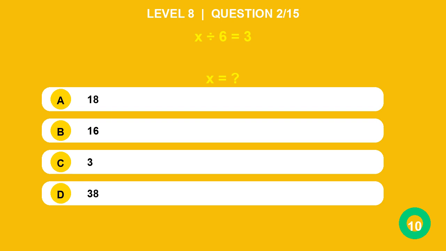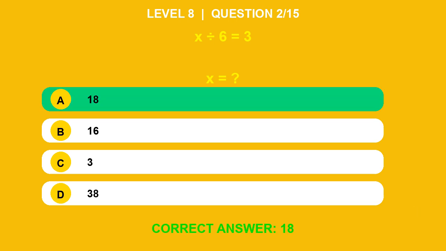X divided by 6 equals 3. X equals? Answer is 18.